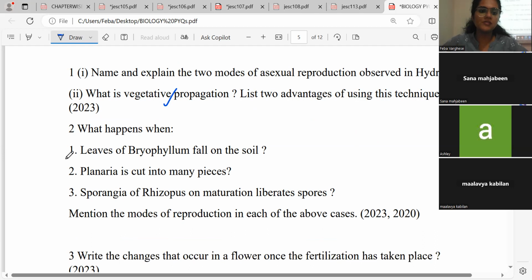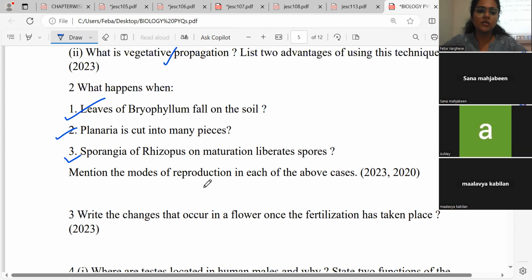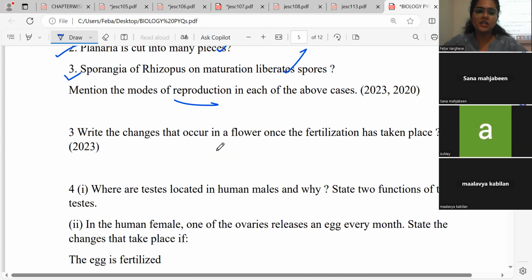Now, what happens when the leaves of Bryophyllum fall in the soil? You know it. Planaria cut into many pieces: fragmentation happens. Sporangia of Rhizopus on maturation liberate spores that cause germination. What are the modes of reproduction? This is spore formation, this is regeneration, this is vegetative propagation. Write the changes that occur in the flower once fertilization has taken place. Ovary turns into fruit, ovule into seed, zygote into embryo, and the rest of the parts of the flower fall off.